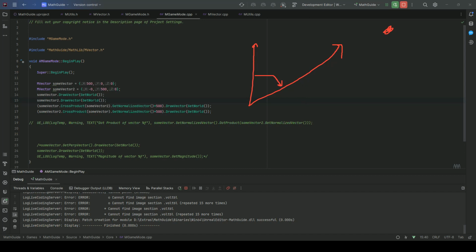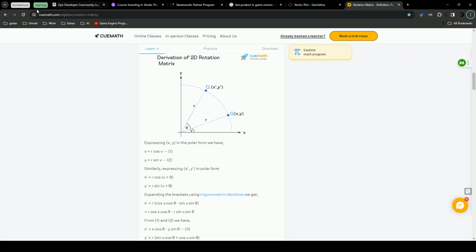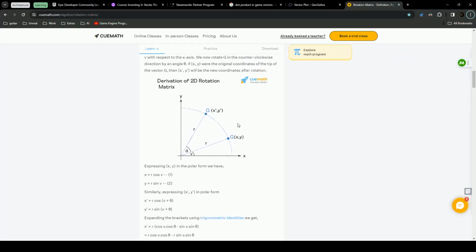First, we will look at the derivation, how we can achieve this. I already have this website, which is quite good, and we will see how we can rotate it. In this one, we have a vector g and the coordinates are x, y.